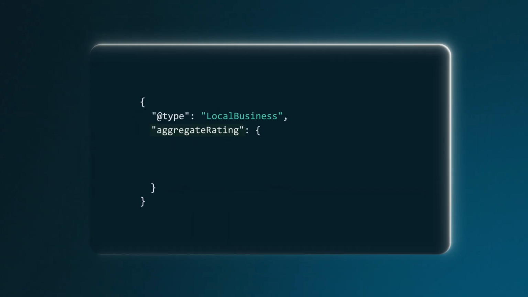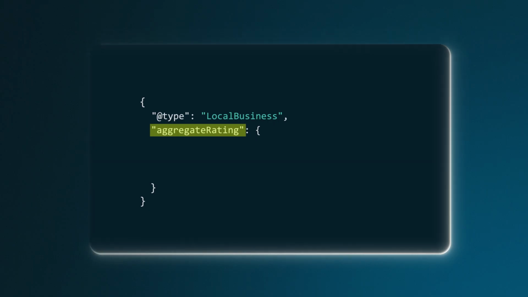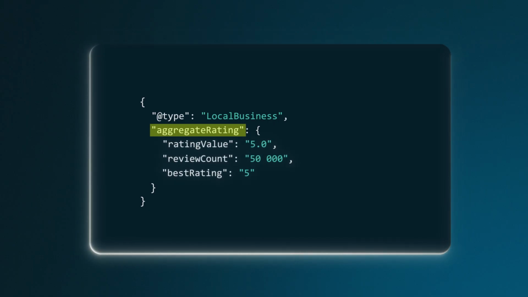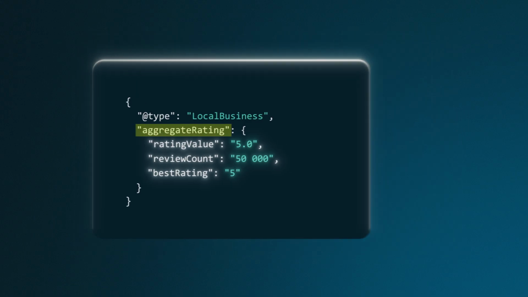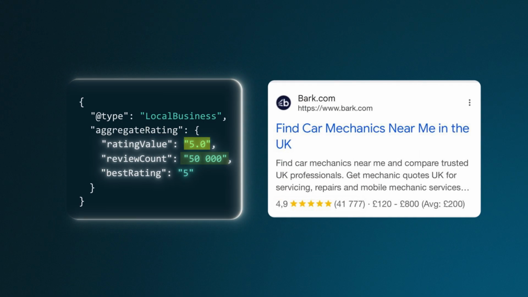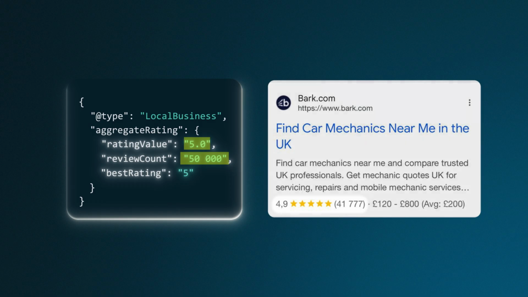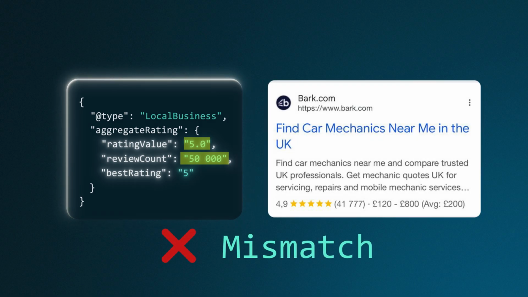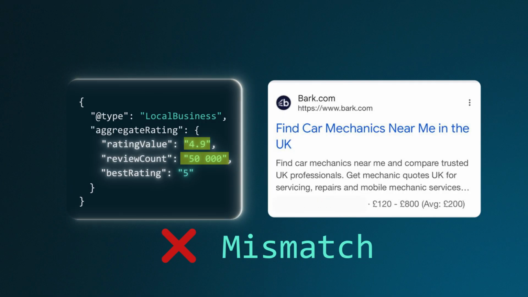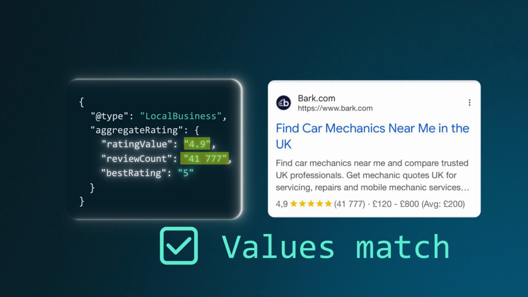Inside it, include aggregate rating. This is what Google uses to generate star ratings: add rating value, review count, and best rating. But here's the key: those reviews must be visible on the page. Google verifies structured data against what users actually see. If the content doesn't match, you won't get rich results. Make sure your schema matches the visible content exactly, same rating, same numbers.